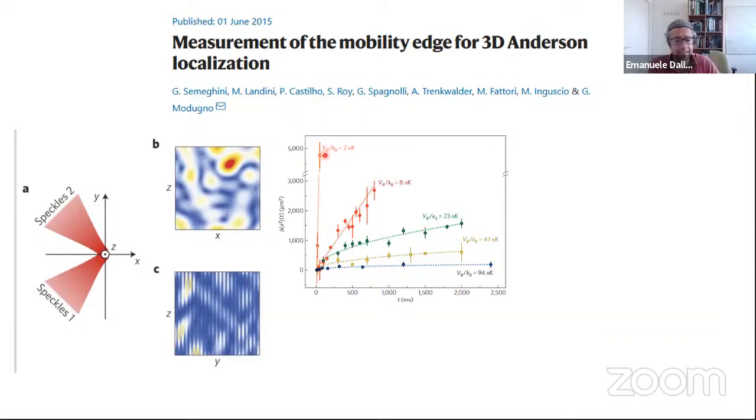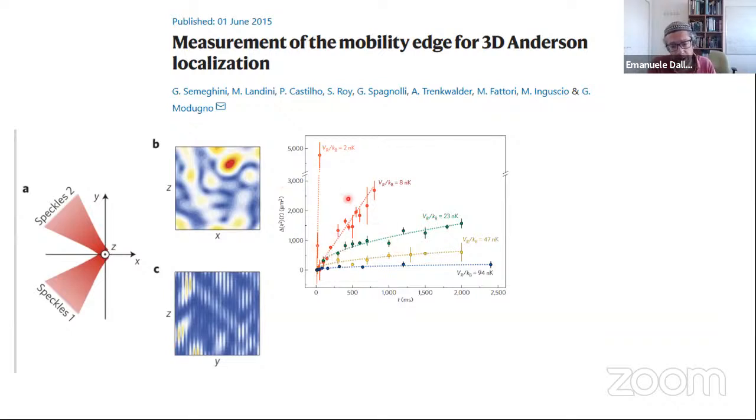And what you see here are different values of VR. So VR is the intensity of the laser light, which is proportional to the intensity of the potential. What you see here is that if you have no potential, or the potential is very weak, then the Gaussian increases very rapidly. I mean, within just a few milliseconds, it has already expanded by several microns. So it expanded a lot.